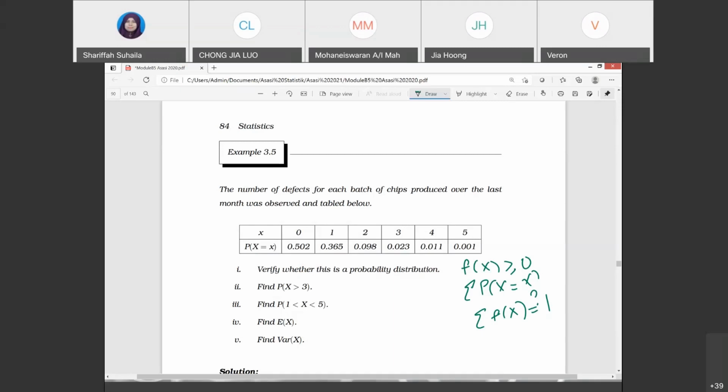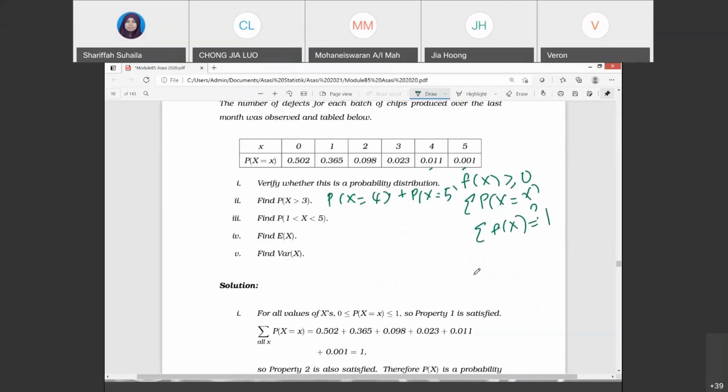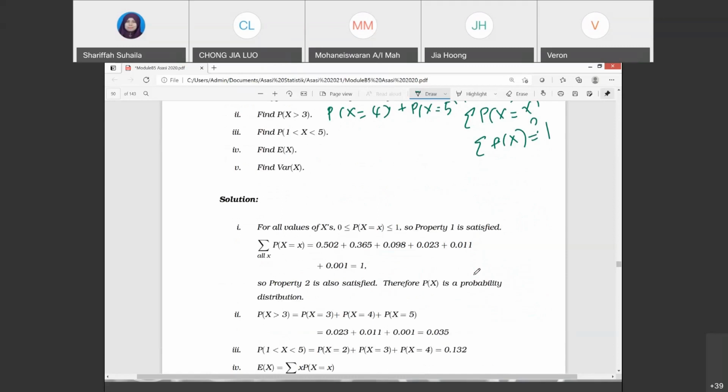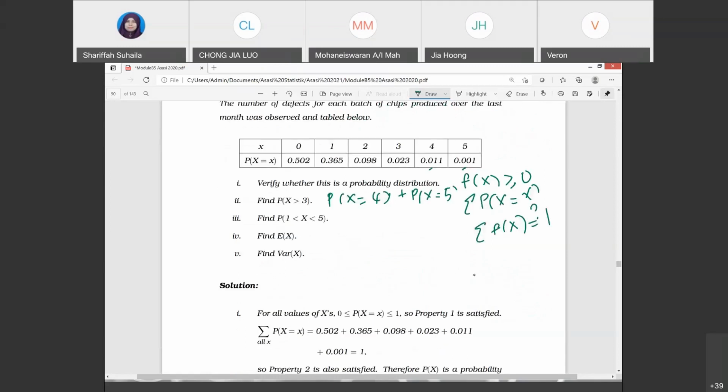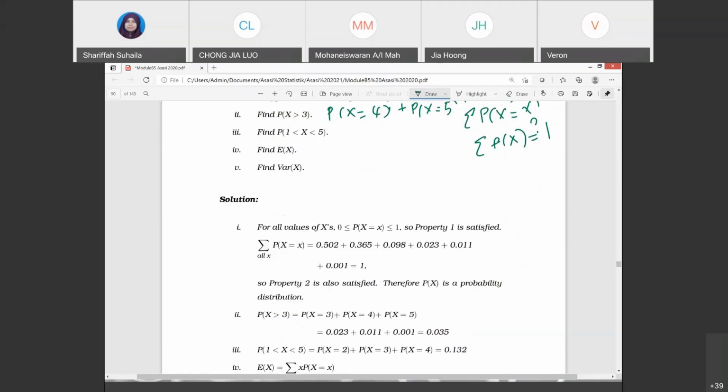Okay, yang kedua. Find probability X greater than 3. So that means does not include 3. So probability X equals to 4 plus probability X equals to 5. So 0.011 plus 0.001. Sorry. Greater than 3, 4 and 5 je ya. So ini betulkan balik. Jawapan pun salah kat sini ya.